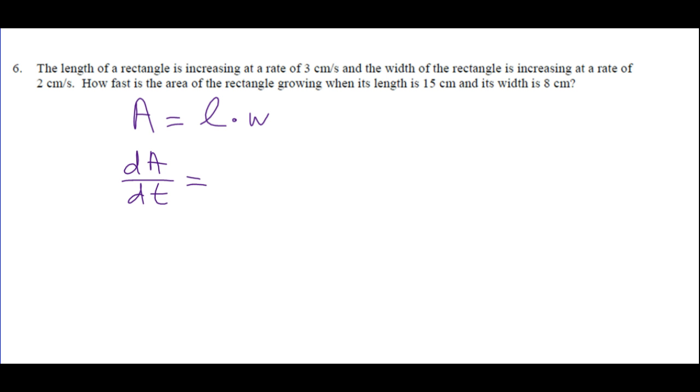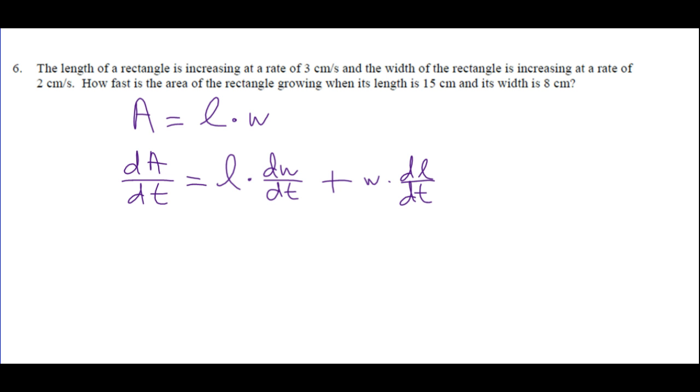Now this is a product, right? L times W, so it's going to be L times the derivative of W with respect to time, which is 1 times dW by dt, or just dW by dt. Plus, now it's W's turn to be here, times the derivative of L with respect to time, which is dL by dt. So it's just a product, L times W, we're just using the product rule.